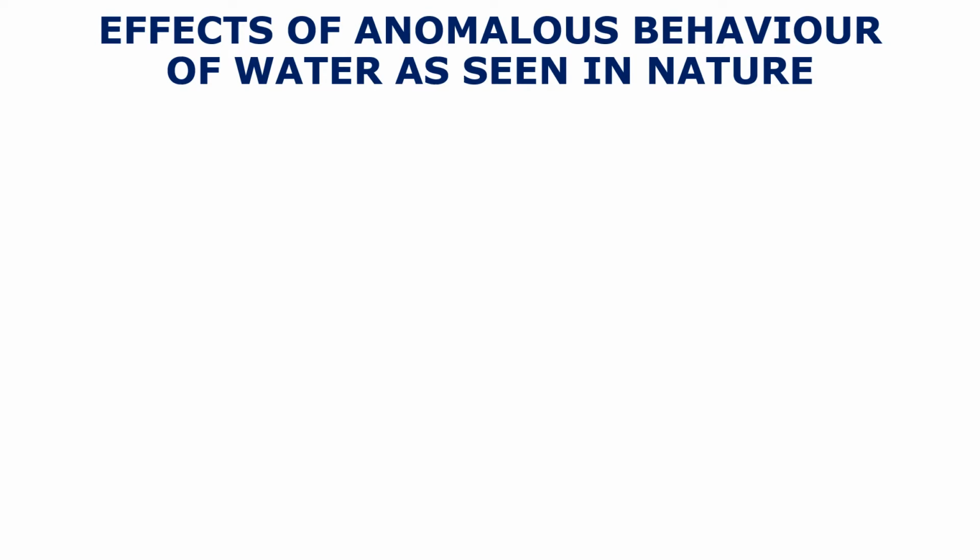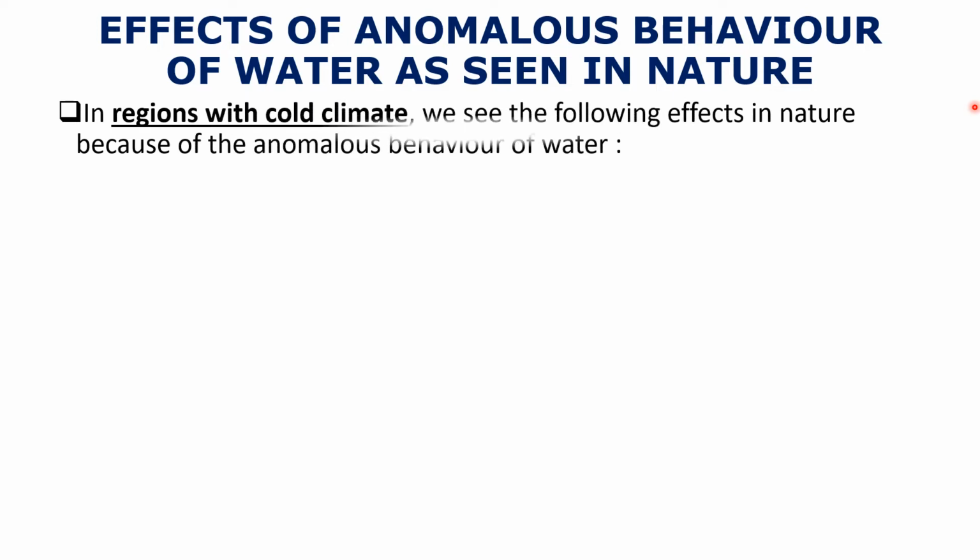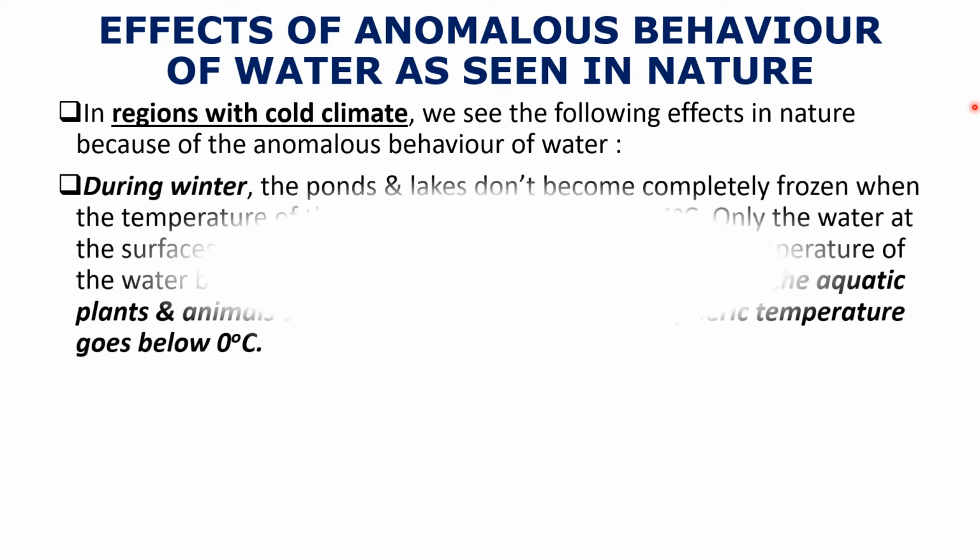So dear students, having learned about the anomalous behavior of water, we will now see the effects of the anomalous behavior of water as we can see in nature or in our surroundings in our day-to-day life. In regions with cold climate, we see the following effects in nature because of the anomalous behavior of water. The most important effect we see is this.